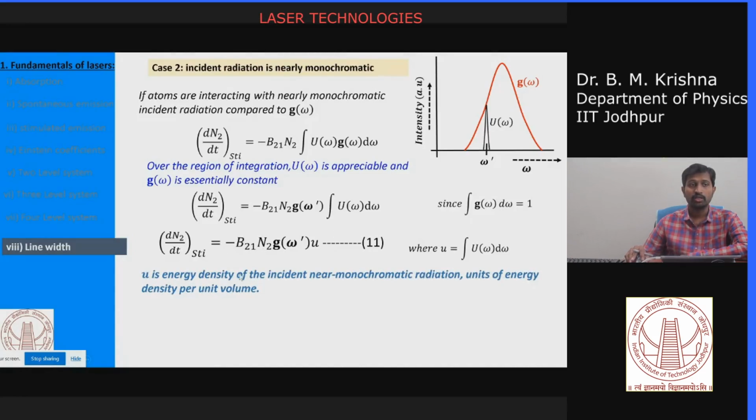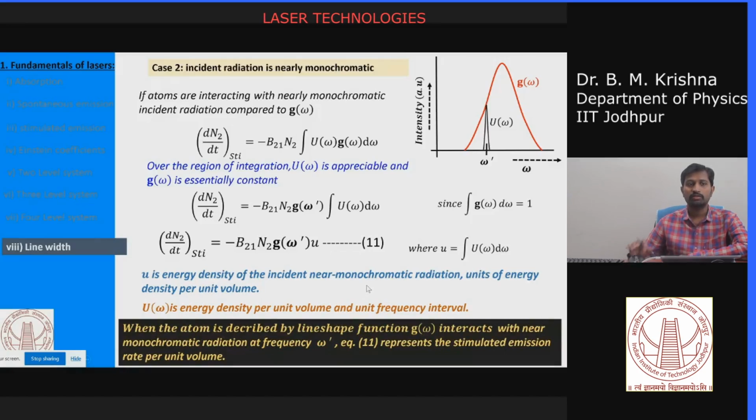So where U is the energy density of incident nearly monochromatic radiation. So the unit becomes energy density per unit volume, where your U of omega is energy density per unit volume and per unit frequency interval. So that is the difference between your U and U of omega.